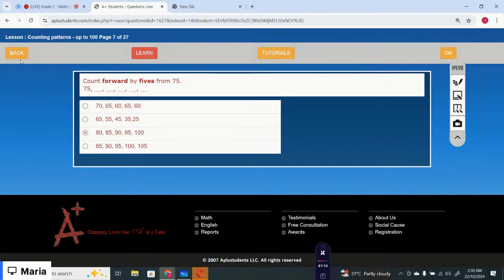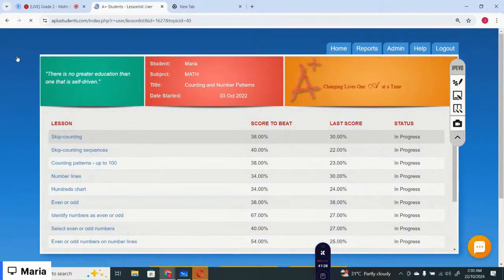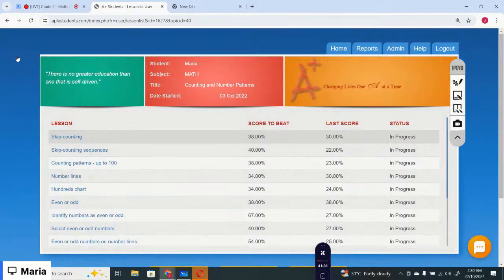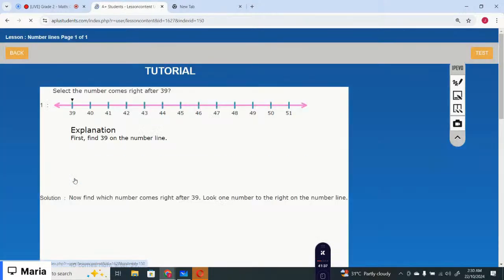Okay, you can complete the lesson by yourself later today. Let me just move on to the next lesson. The next lesson is number lines. Let's just start with the number lines.